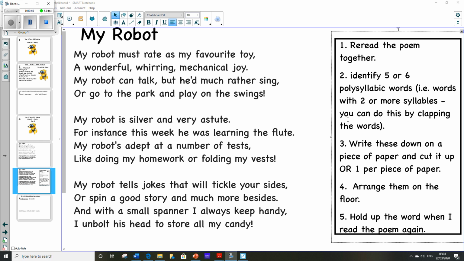You can write these down on a piece of paper, or you can cut it up, or you can write 1 word per piece of paper. It's completely up to you. Arrange them on the floor so you can pick them up easily, and then when we read the poem for a 4th time, I want you to hold up the word when I read it, and I will be highlighting those words as we go along.